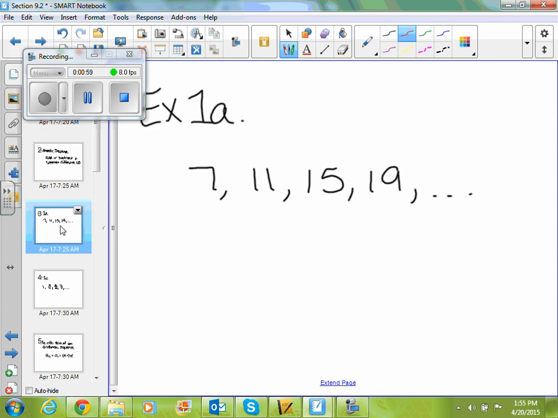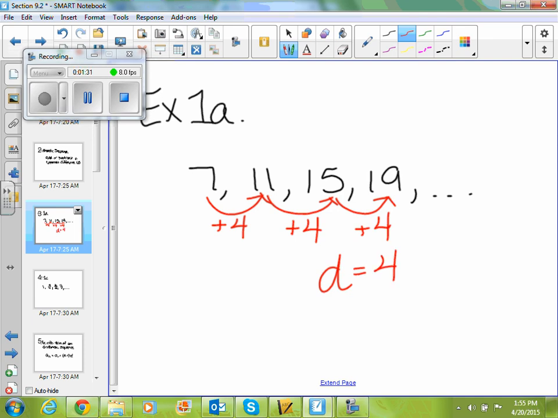Alright. So if I look at example 1A, I'm given the sequence 7, 11, 15, and 19, and I need to determine if it's an arithmetic sequence. You have to find your common difference. Okay, so what do I need to do to get from 7 to 11? Add 4. Okay. And from 11 to 15? Add 4, and from 15 to 19? Okay. So my common difference is positive 4. And yes, this is arithmetic.